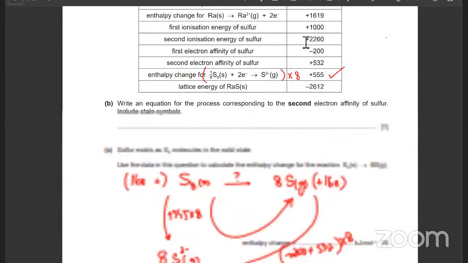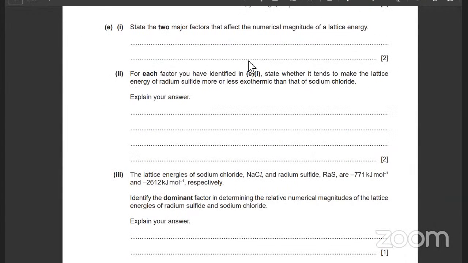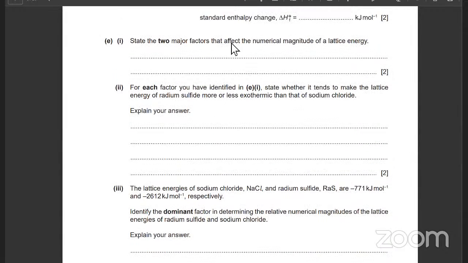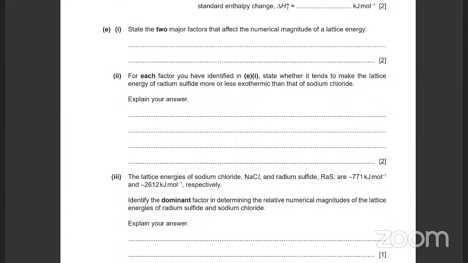I'll open that. Okay, question number 1 part E, just 1 second. State two major factors that affect the numerical magnitude of the lattice energy. That's charge density, right? Ionic radius. Charge density is basically composed of two things. One is the charge. The greater the charge, the stronger the lattice. And it's inversely proportional to the ionic radius. The bigger the ion, the weaker would be the attraction.